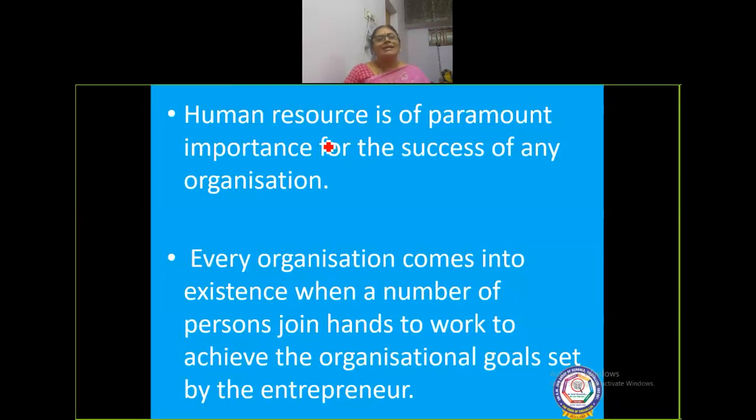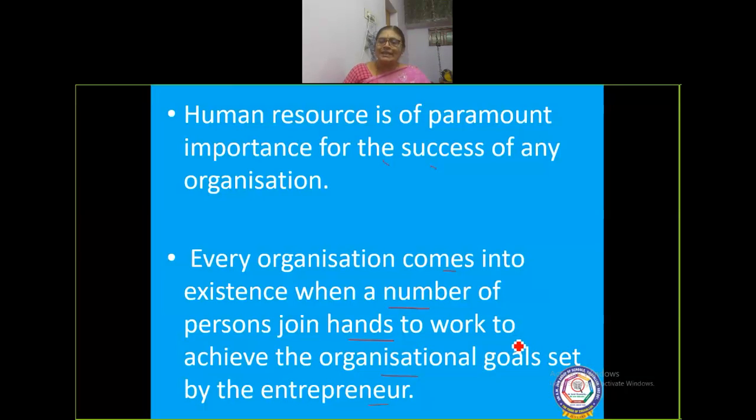Manpower planning is the process of estimating the optimum number of people required to achieve the organization goal. Human resource is of paramount importance for the success of any organization. Every organization comes into existence when a number of persons join hands to achieve the organization goals set by the entrepreneur. If you do not have the right type of person, you will not be a success in business. Your organization will fail.